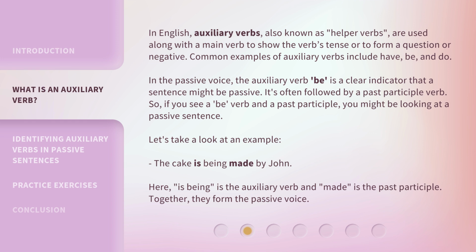In the passive voice, the auxiliary verb be is a clear indicator that a sentence might be passive. It's often followed by a past participle verb. So, if you see a be verb and a past participle, you might be looking at a passive sentence. Let's take a look at an example. The cake is being made by John. Here, is being is the auxiliary verb and made is the past participle. Together, they form the passive voice.